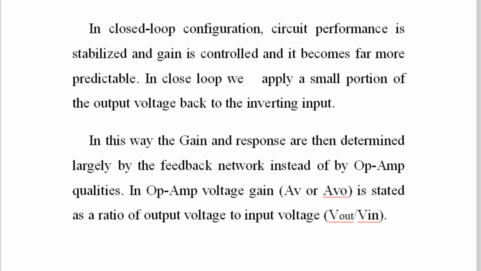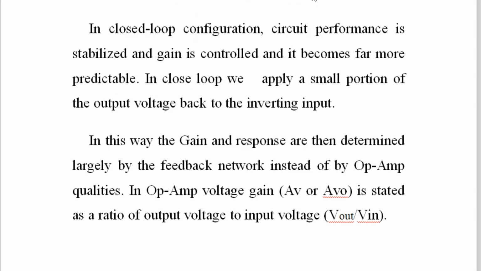Now why is the closed loop configuration more important? Because in open loop, the output of the op-amp either goes to plus Vsat, that is plus VCC, that is HVL, or it will go to minus Vsat, that is minus VEE, that is LVL, and it depends on which input voltage is greater, the inverting or the non-inverting. The output of the op-amp does not remain under control. Therefore, 99.99% of the time feedback is used to control the output voltage. So in closed loop configuration, the circuit performance is stabilized, gain is controlled, and it becomes far more predictable.